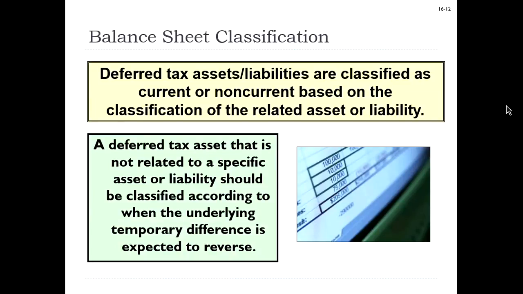Deferred tax assets and liabilities are classified as current or non-current based on the classification of the related asset or liability. A deferred tax asset that is not related to a specific asset or liability should be classified according to when the underlying temporary difference is expected to reverse. What does this mean? It means that every time you're classifying your balance sheet, it should be classified in a certain way where you're able to understand the differences, the permanent differences, the temporary differences of the organization on your balance sheet.